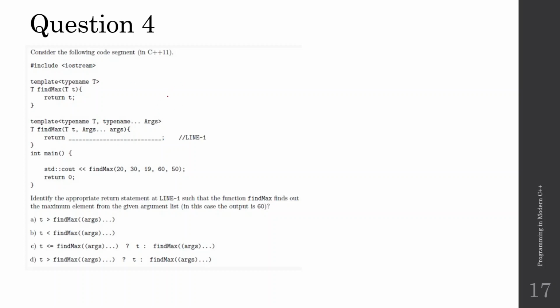Okay, now let us do this. The question states: identify the appropriate return line statement at line 1 over here, such that the function findMax finds out the maximum element from the given argument list. So how would we approach it?